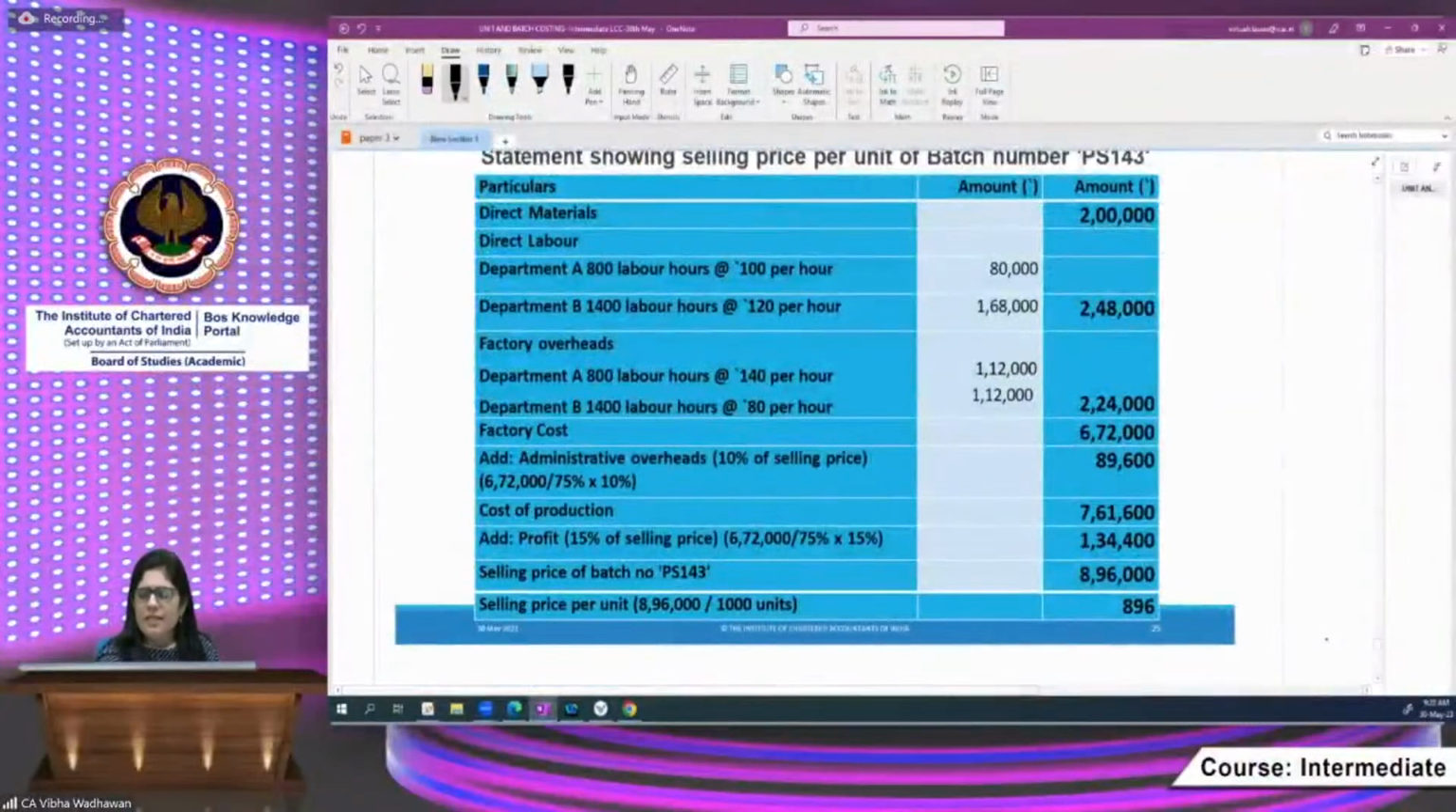So this is the material, then the labor, then the factory overheads. This is the factory cost. Administrative overheads are part of selling price on sales. That means administrative overheads are not part of cost of production because they are part of sales. Clear? Cost of production is there, and then the profit we have calculated. First, you have to calculate the sales. So this is how this question has to be approached.